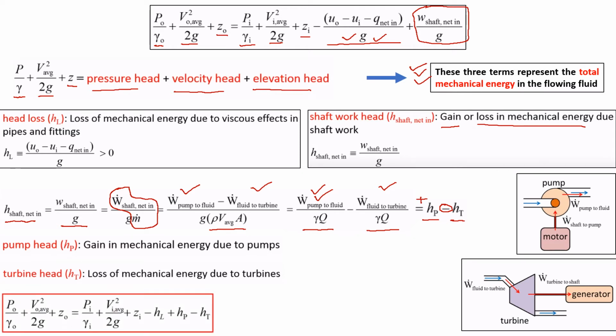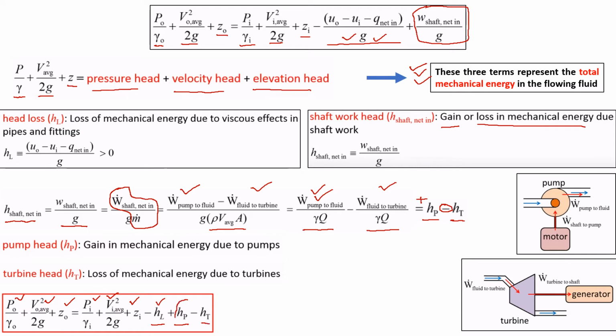This is how my final energy equation will look like if I take one inlet and one outlet. These terms at the outlet and the inlet represent the pressure head, velocity head, and elevation head. These are the total mechanical energy available at the outlet and the inlet, minus the head losses due to the viscous effects, plus the gain in mechanical energy due to pumps. If we are dealing with pumps, then there will be a gain in mechanical energy, but if you are dealing with a turbine, then there will be a loss in mechanical energy.